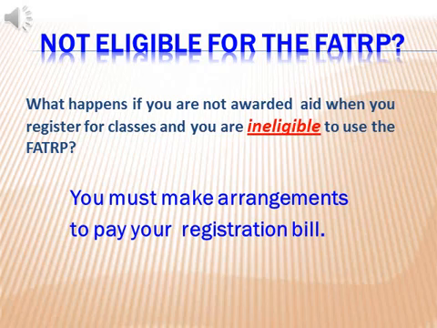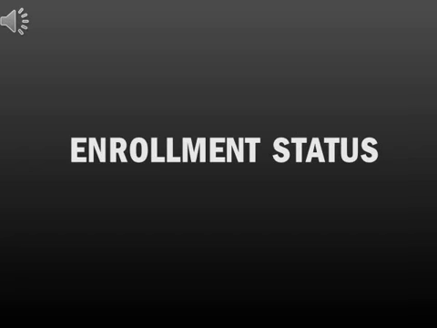Not eligible for the FAT-RP? What happens if you are not awarded aid when you register for classes and you are ineligible to use the FAT-RP? You must make arrangements to pay your registration bill.